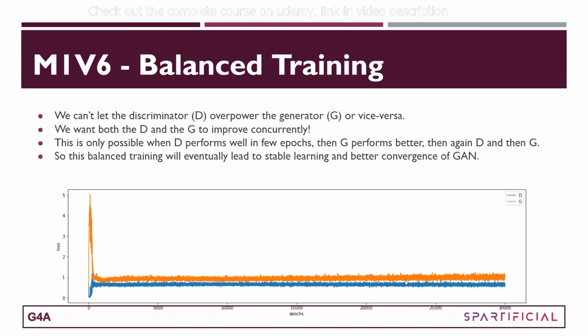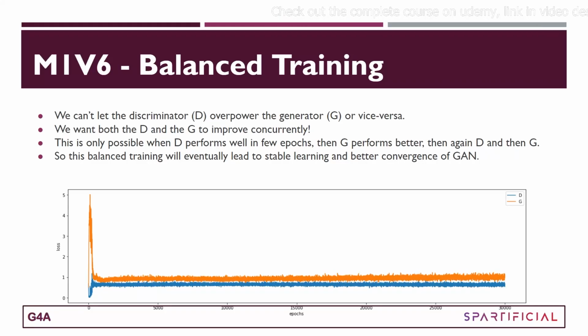All right. But then if I talk about the balance training part, we can't let either of this discriminator or the generator overpower the other one. The reason behind this is we want the discriminator and generator to improve together, concurrently, parallelly.